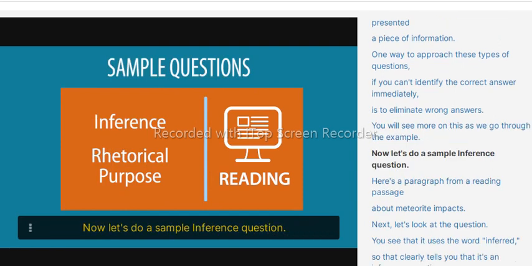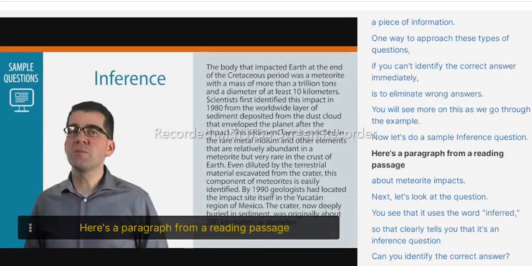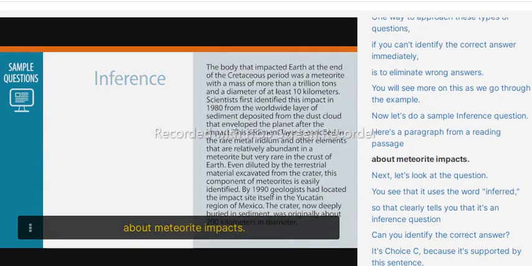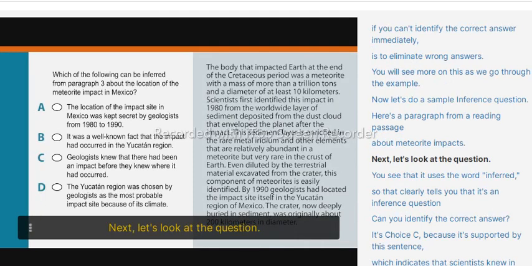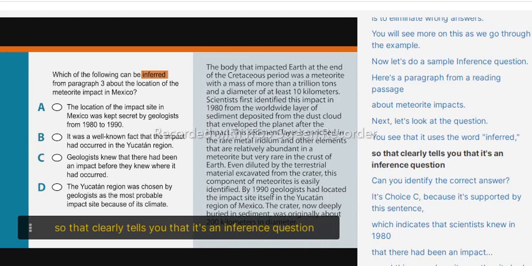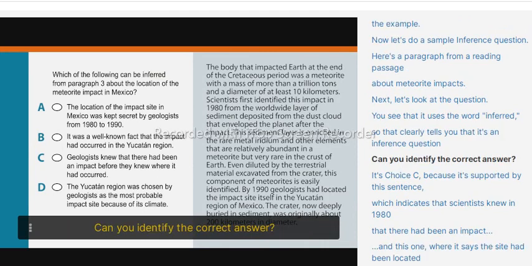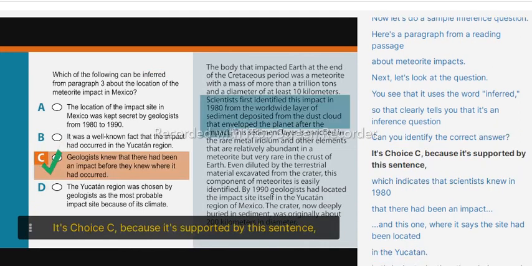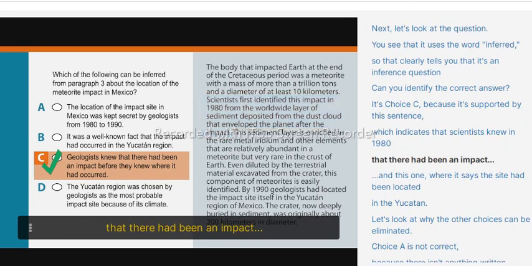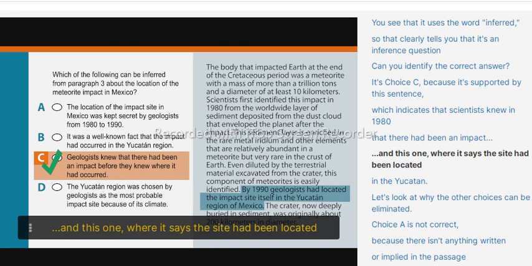Now, let's do a sample inference question. Here's a paragraph from a reading passage about meteorite impacts. Next, let's look at the question. You see that it uses the word inferred, so that clearly tells you that it's an inference question. Can you identify the correct answer? It's choice C, because it's supported by this sentence, which indicates that scientists knew in 1980 that there had been an impact, and this one, where it says the site had been located in the Yucatan.